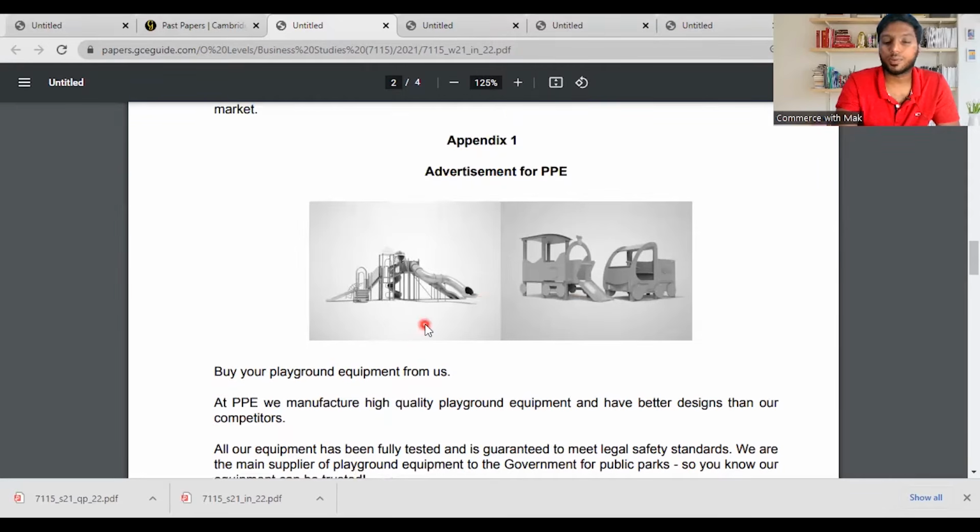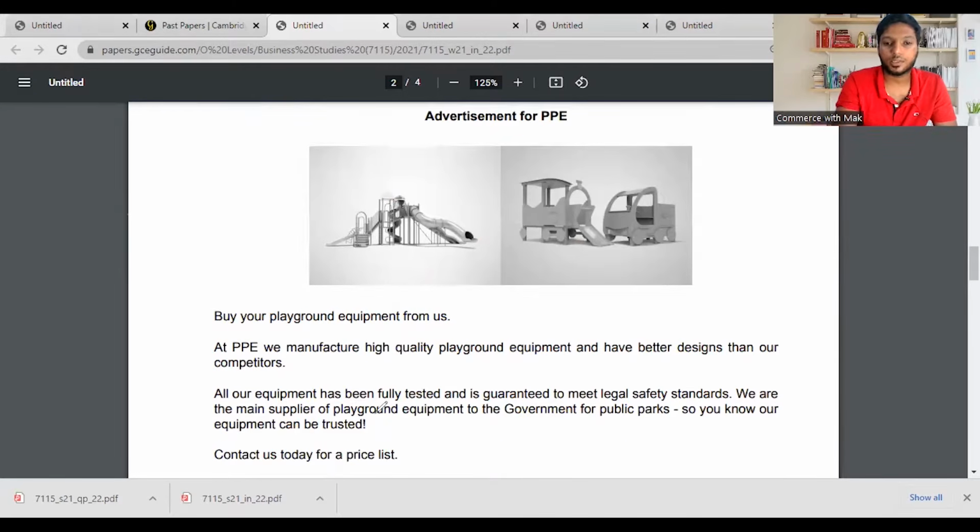So it's a good advertisement actually. They are targeting a certain set of customers, but also they are informing these customers that they are so concerned about the quality. They have much better designs than the competitors, and the equipment is fully tested and meets legal safety standards. And they are also saying that they provide it for government projects too.